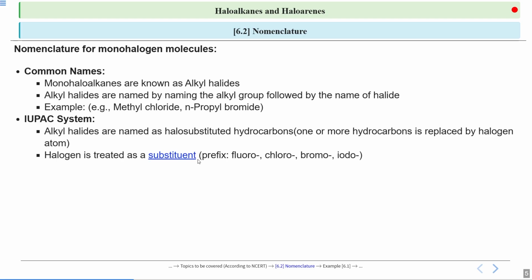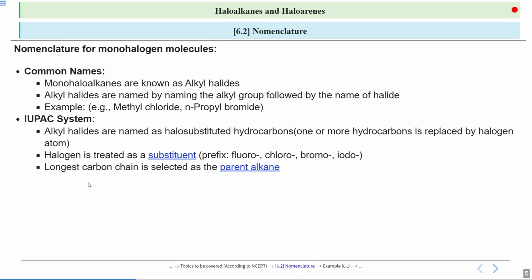Halogen is treated as a substituent, and the prefixes we use for it are fluoro, chloro, bromo and iodo. That means in the hydrocarbon, halogen is present as a substituent group and appears in the name as a prefix. For fluorine we use fluoro, for chlorine chloro, for bromine bromo, and for iodine iodo.